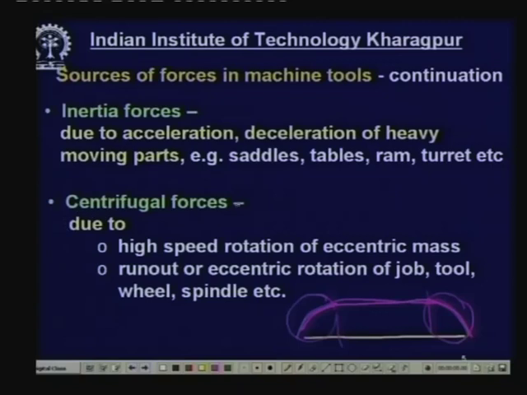Now, sometimes the centrifugal forces also become a source of forces acting in the machine tool, and they develop due to high speed rotation of eccentric masses. Now, if there is a lot of rotary mass, the job rotates, the spindle rotates, the gear rotates, the clutch rotates, and if there be eccentric mass and that rotates eccentrically at high speed, a lot of centrifugal force will develop, and that will also act on different parts of the machine tools.